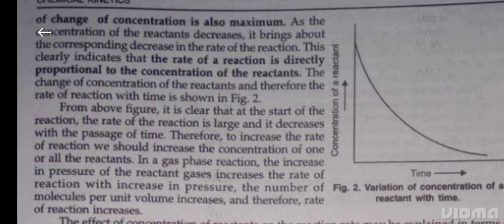From the above figure, it is clear that at the start of the reaction, the rate of reaction is large and it decreases with the passage of time. Therefore, to increase the rate of reaction, we should increase the concentration of one or all the reactants. In a gas phase reaction, an increase in pressure of the reactant gases increases the rate of reaction. With increase in pressure, the number of molecules per unit volume increases and therefore the rate of reaction increases.